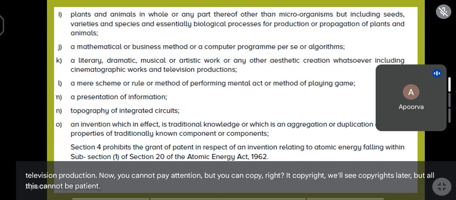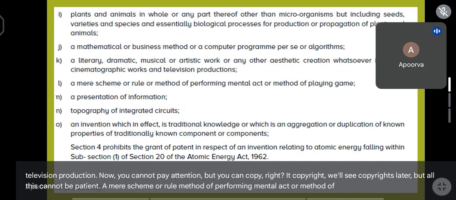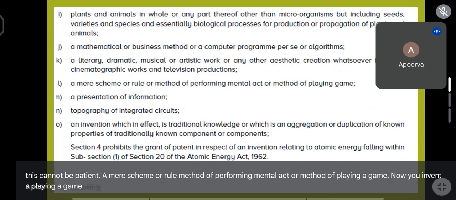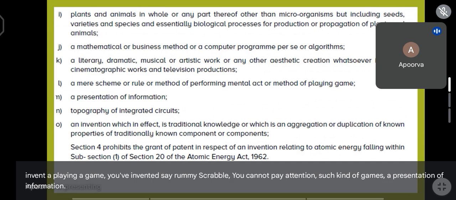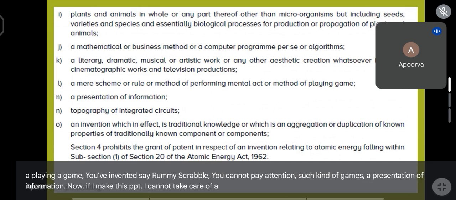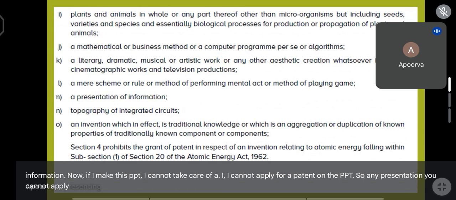A mere scheme or rule, method of performing a mental act or method of playing a game. Say you've invented a rummy or Scrabble. You cannot patent such kind of games. A presentation of information. Now, if I make this PPT, I cannot apply for a patent on the PPT. So, any presentation you cannot apply for.